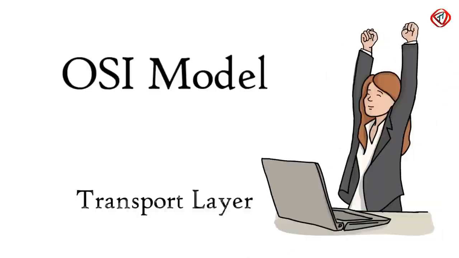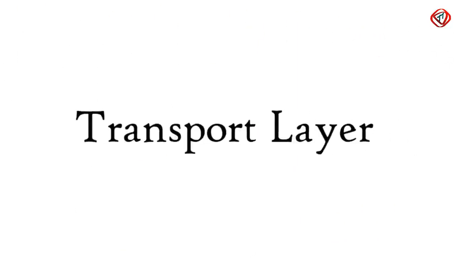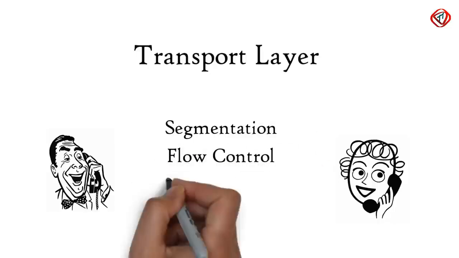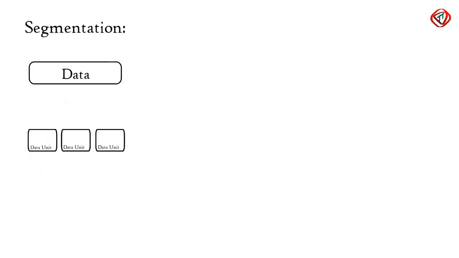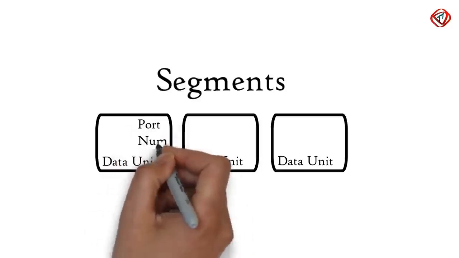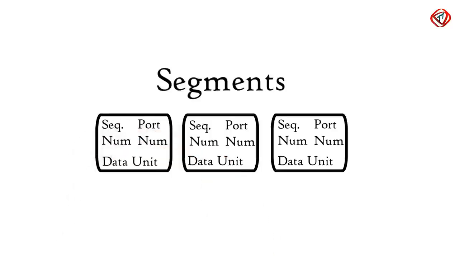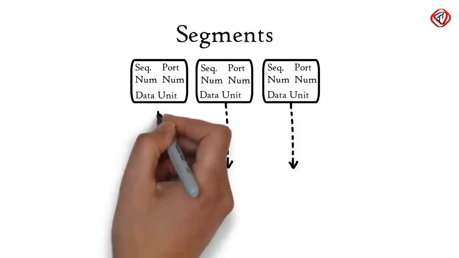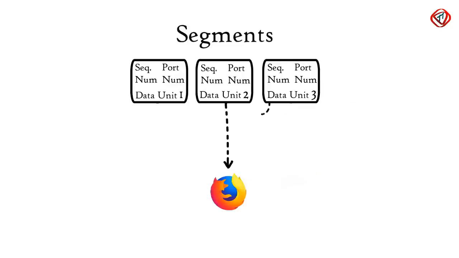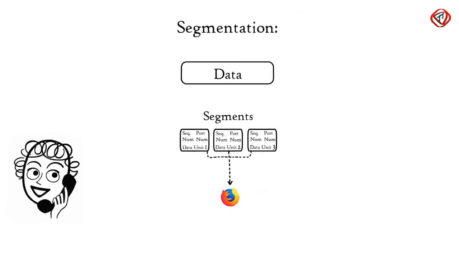Layer below session layer is transport layer. Transport layer controls the reliability of communication through segmentation, flow control, and error control. In segmentation, data received from session layer is divided into small data units called segments. Each segment contains a source and destination port number and a sequence number. Port number helps to direct each segment to the correct application, and sequence number helps to reassemble segments in the correct order to form correct message at the receiver.